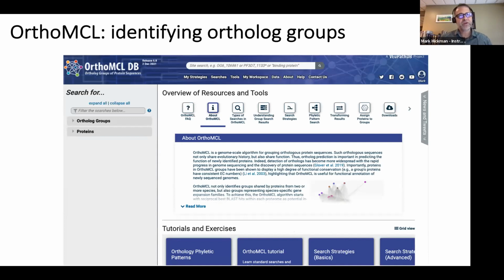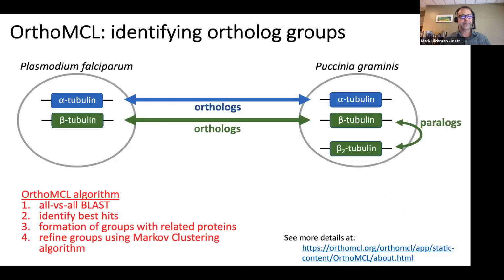So now onto the OrthoMCL website, where we use this site to identify and study orthologous groups. I'm going to talk about that here. And here's the website, and I encourage you to go over there and use it as an accessory to whatever website you're using, like PlasmoDB or FungiDB. So let's go back to our example of alpha and beta tubulin in these two species and see how OrthoMCL works to identify them as paralogs or orthologs.